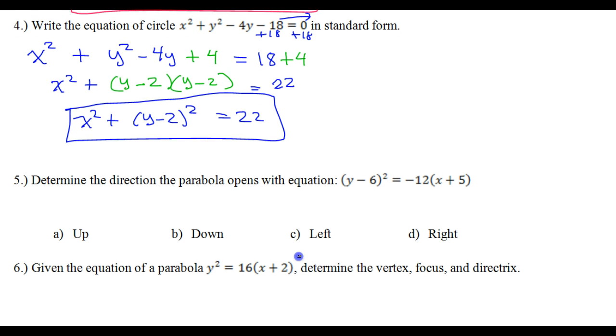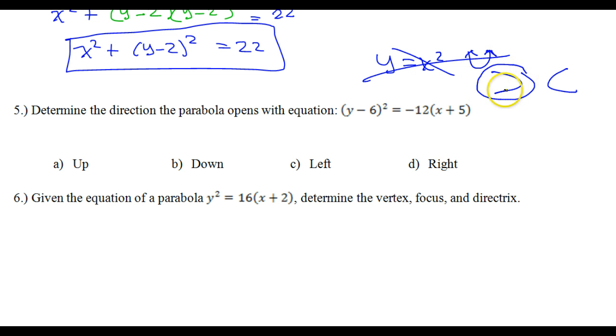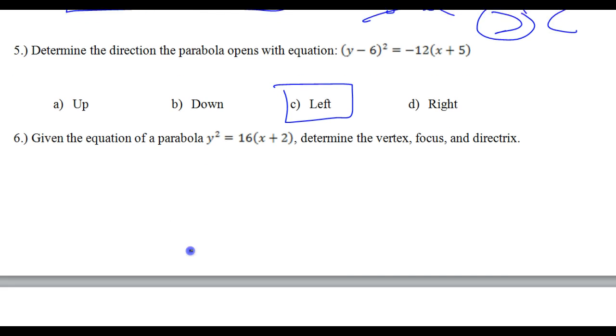Alright, the next one. Determine the direction the parabola opens. Up, down, left, or right. Well, if the y is squared, which is weird, because normally we have like y equals x squared for a normal parabola. So when the y is squared, I know that it's sideways, either left or right. Because of the negative, that tells me it's going to be to the left. So that's the answer. Number 6.